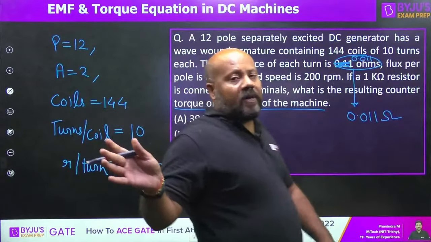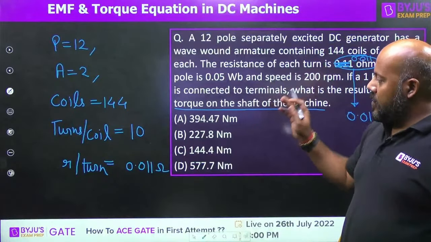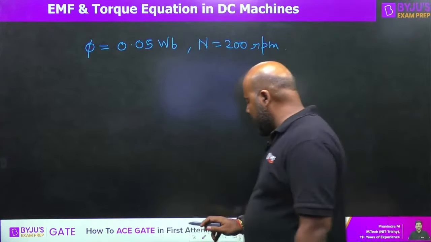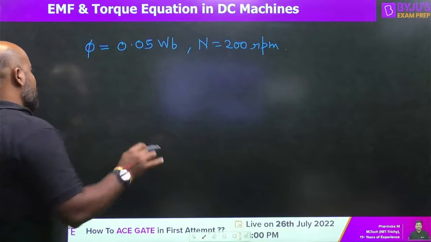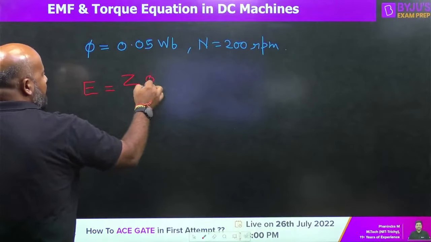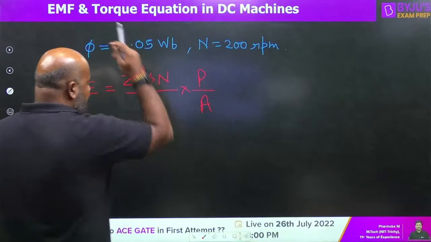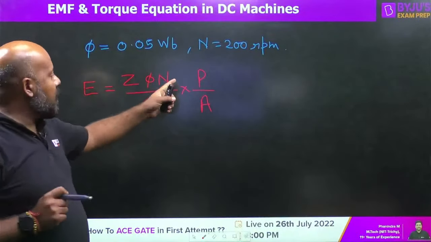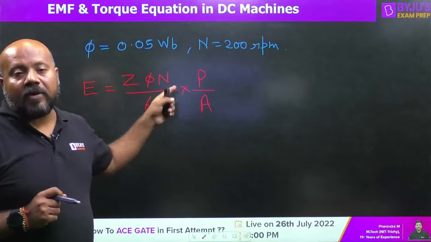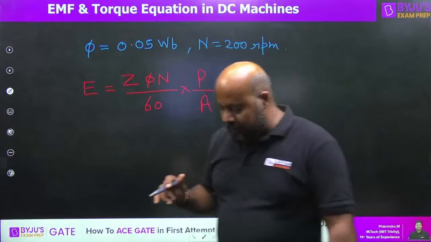Now, if this much data is mentioned in the problem, listen very carefully. Number of poles, number of parallel paths, coils, turns, resistance, everything is mentioned. Flux is mentioned, speed is mentioned. So, what is the first thing I am going to do? I can very easily find the value of EMF induced. It is going to be simply Z phi N by 60 times P by A. Flux is given, speed is mentioned, number of poles is mentioned, number of parallel paths is mentioned. The only thing which is not mentioned is number of conductors. Now, how we are going to find the number of conductors? Please listen very carefully.